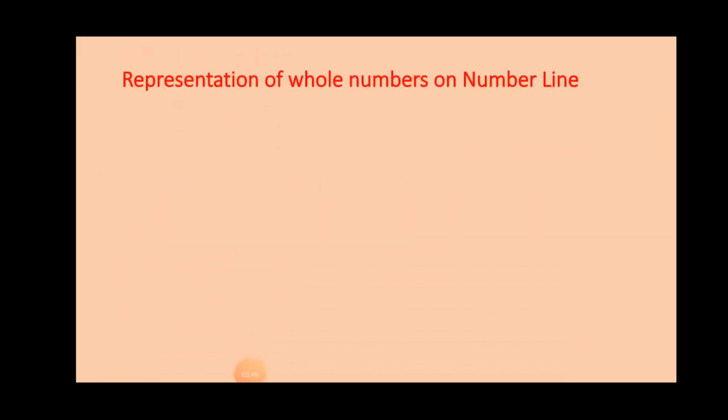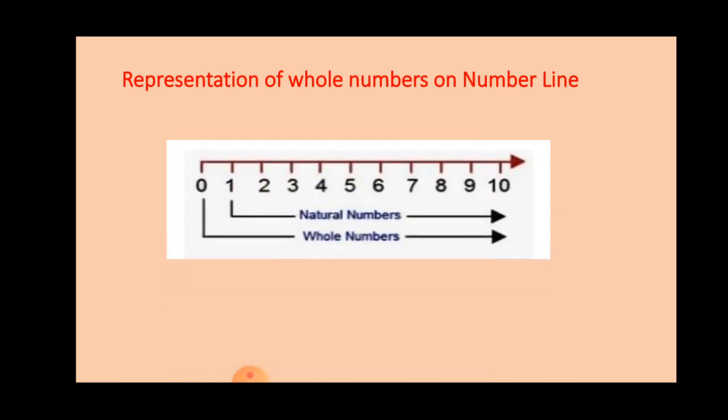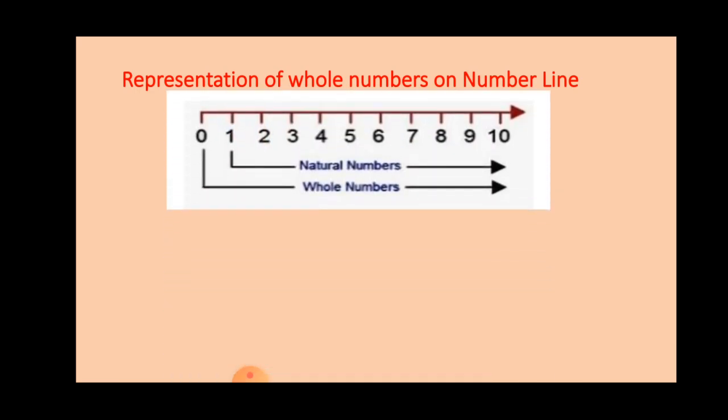Now here comes representation of whole numbers on the number line. Always remember that we need to draw one horizontal straight line to represent any whole number on the number line, and we need to mark the point 0 and then the rest of the natural numbers on the right of this point 0, placed at an equal distance.